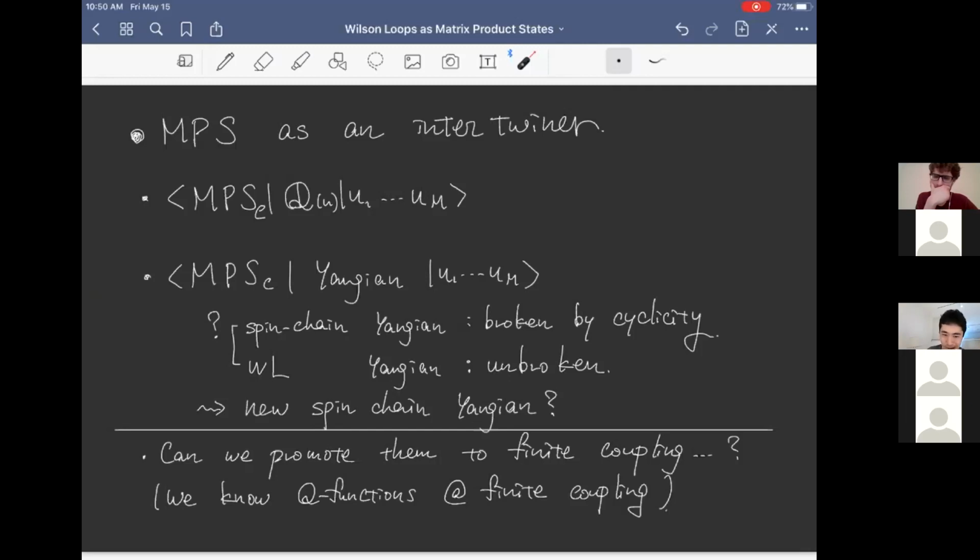If there is unbroken symmetry on the Wilson loop side, I would expect unbroken symmetry also on the spin chain side. But maybe we need to make use of the fact that it's actually a long range spin chain. I don't know. I would expect that this only holds for a spin chain which is really describing N equals 4 SYM.